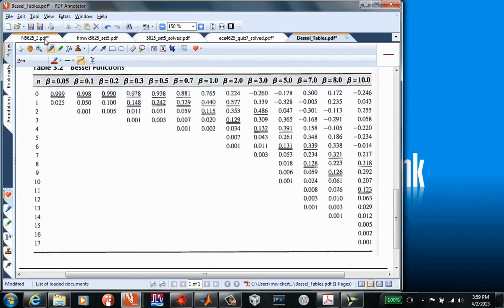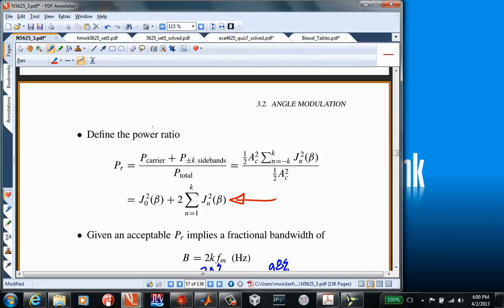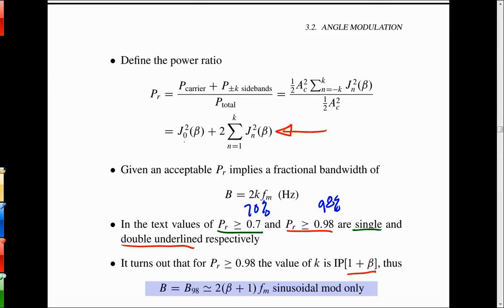So you just do 0.192 now, that squared plus that squared plus that squared times 2, because you've got an upper and a lower, and then the carrier power squared, and that's what's in this calculation right here. See that? You're squaring the J0 value because that's the power in the carrier, and then you're taking twice the power in the first sideband, second, third, because you've got one on each side.